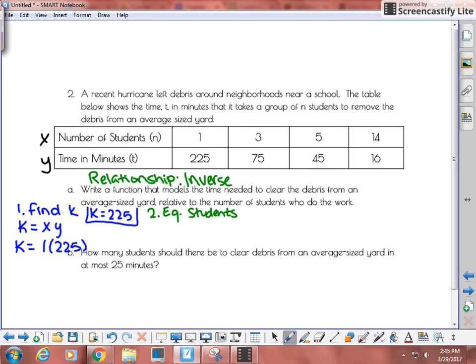So that is my n value. Okay, so I would say that x is equal to 225 over y. You could also say that n is equal to 225 over t if you want to keep those variables the same.